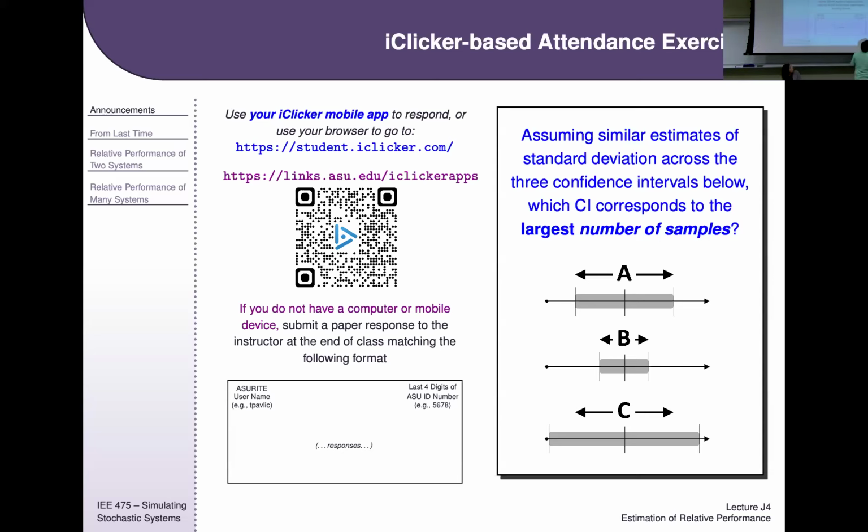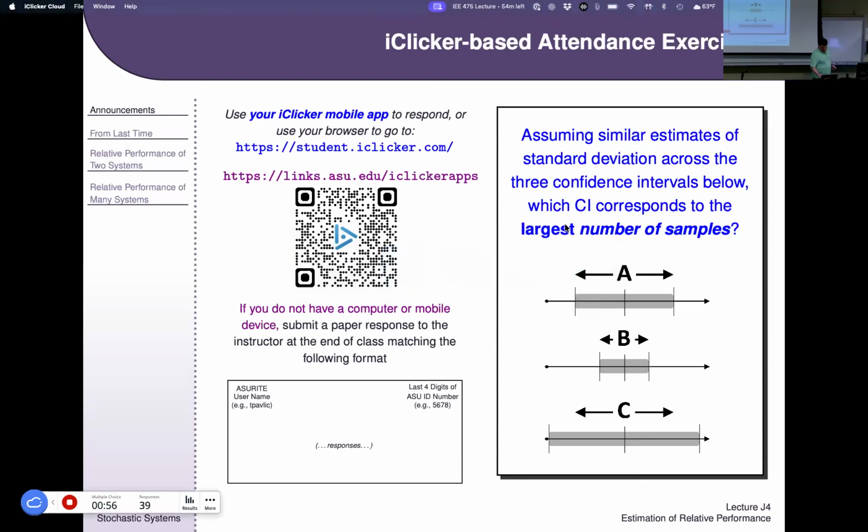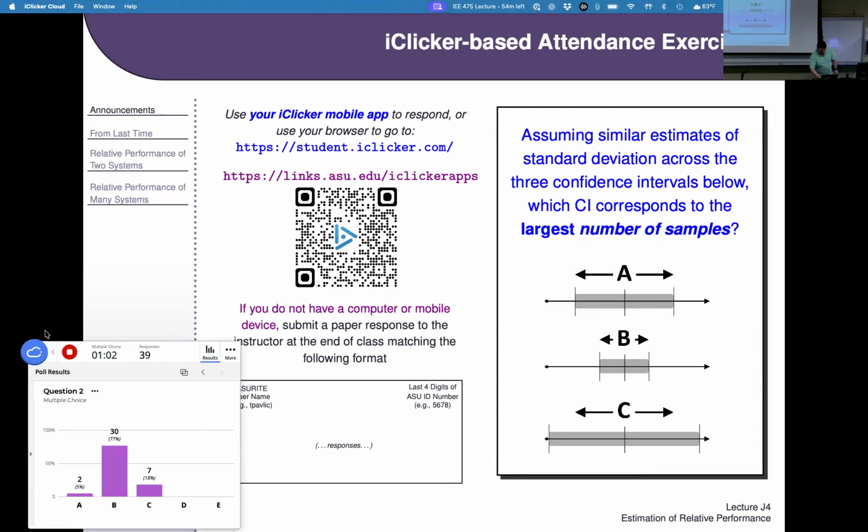Or in other words, as systems become more variable, what happens to your confidence in the estimates? So let's see where we are. All right, I'll go ahead and stop now. It looks like we've got a big cluster around B, then a little side lobe around C, and almost nobody around A. Most people prefer B, I'm guessing because that's the smallest, and that's what I was looking for.